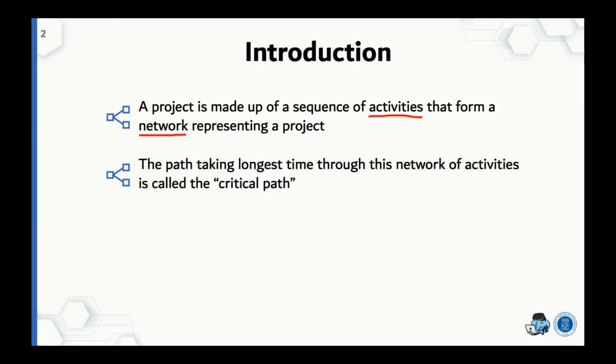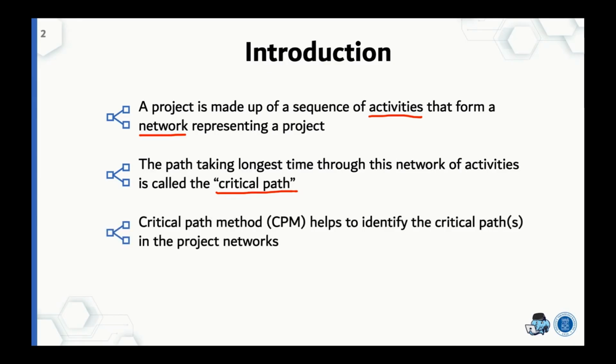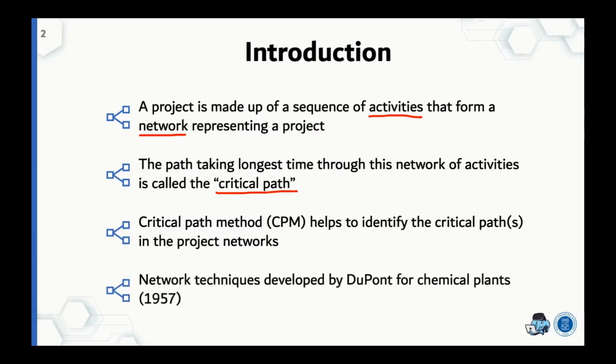The path that takes the longest time passing through this network of activities, we call the critical path. The critical path method helps to identify the critical path in the project network. That is why the name is critical path method. This method was first developed by DuPont for a chemical plant in 1957.